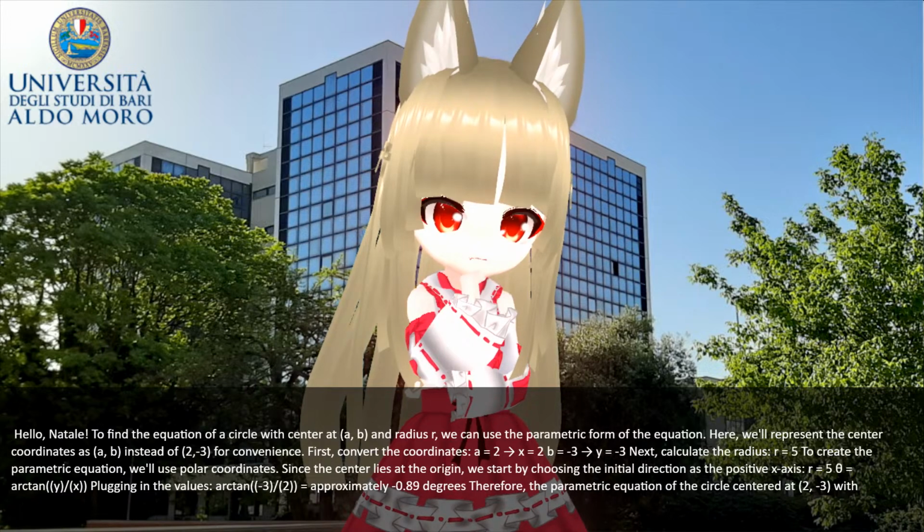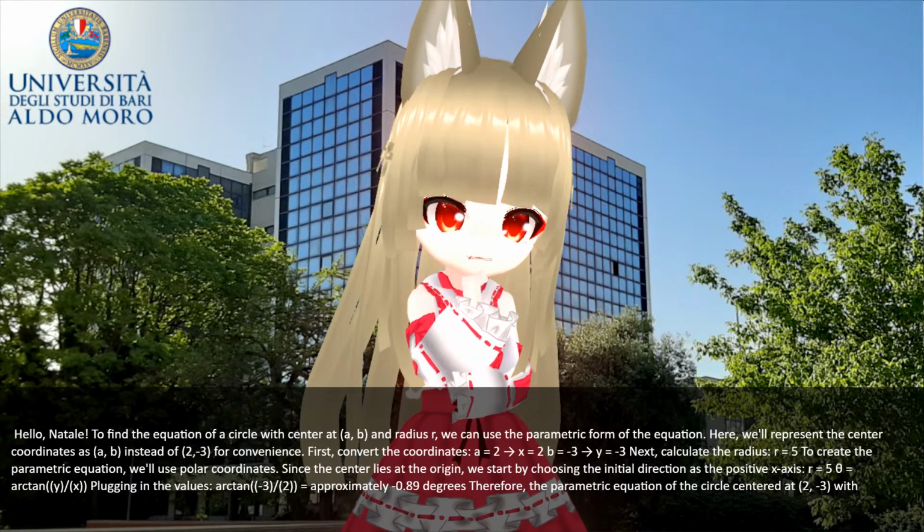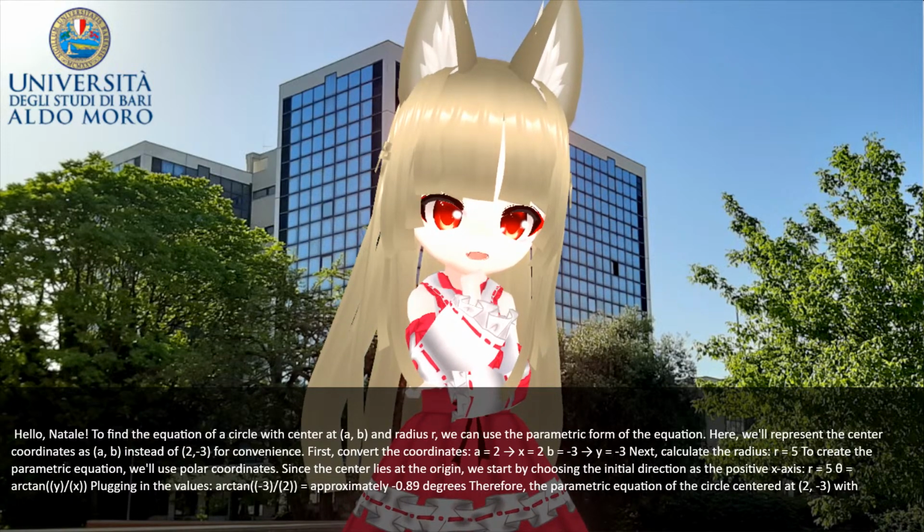Hello, Natal. To find the equation of a circle with center at a and radius r, we can use the parametric form of the equation. Here, we'll represent the center coordinates as a, b instead of 2, 3 for convenience. First, convert the coordinates. a = 2, b = -3. Calculate the radius. r = 5. To create the parametric equation, we'll use polar coordinates.